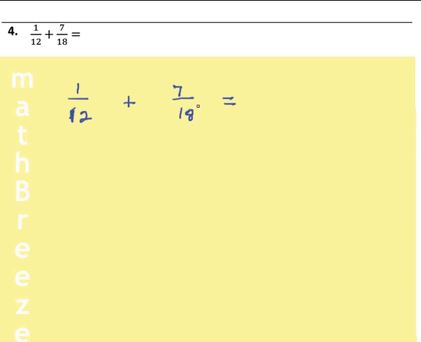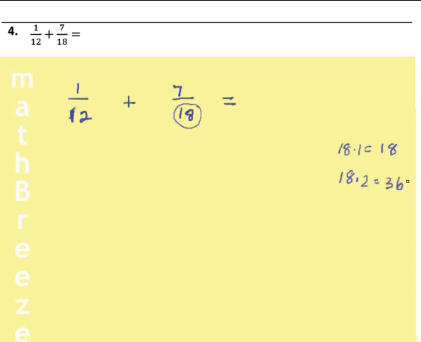We take the larger denominator and we keep finding multiples of it until we get a denominator that 12 divides into. So we start with 18 itself, or 18 times 1, let's say. And 12 does not divide evenly into 18, so then we'll try 18 times 2.